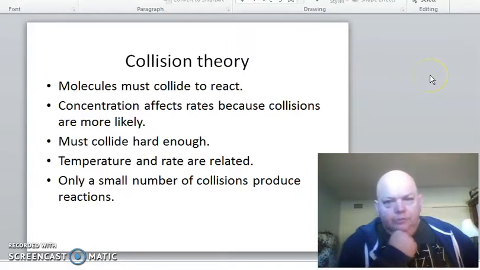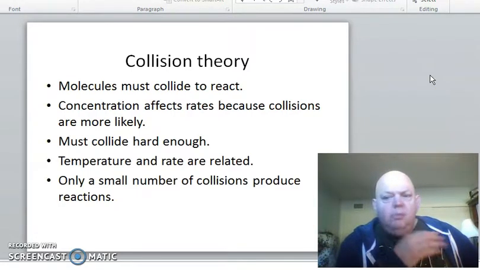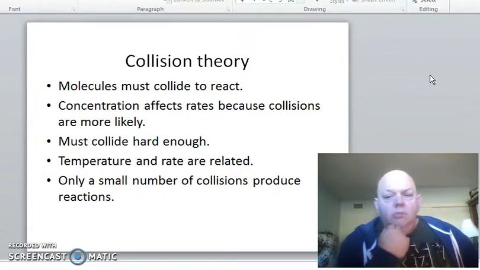Good morning. So we're going to finish up here on Chapter 12, the chapter on kinetics. We've talked about molecularity. We've talked about first order reactions and all that. Now we're going to collision theory, and really about the whole thing.